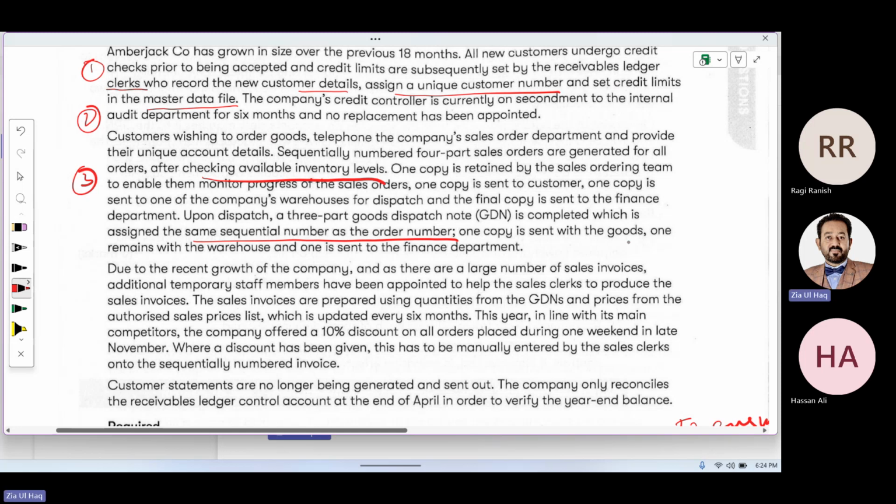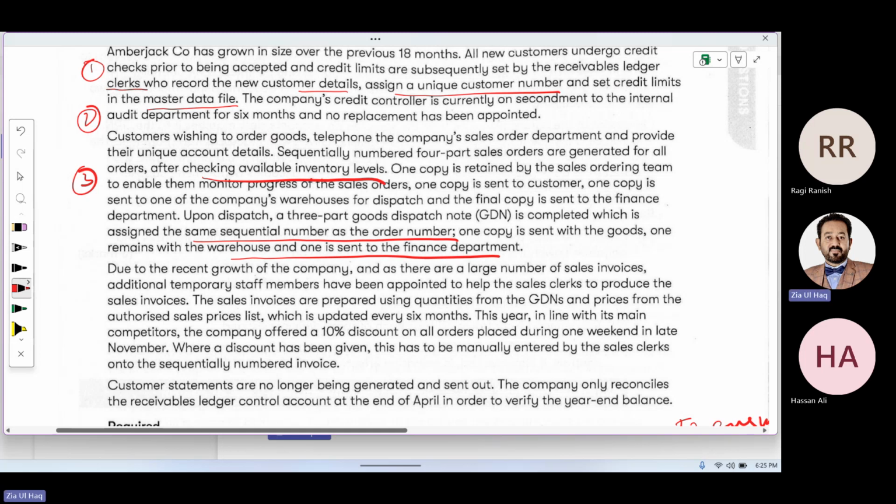One copy is sent with the goods, one remains with the warehouse, and one is sent to the finance department. Are you obtaining the customer's signature on the GDN? No. The company is not obtaining the customer's signature on the GDN. What could be the implication? In future, the customer can deny that he hasn't received the goods, and you will have no proof to justify that you have delivered the goods.